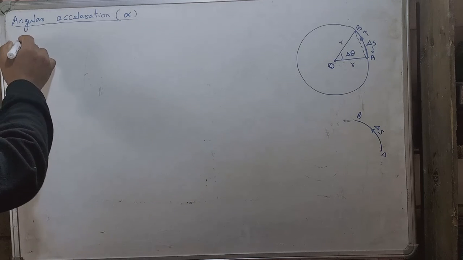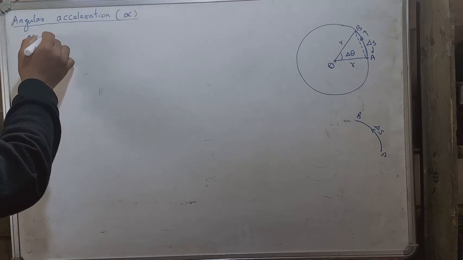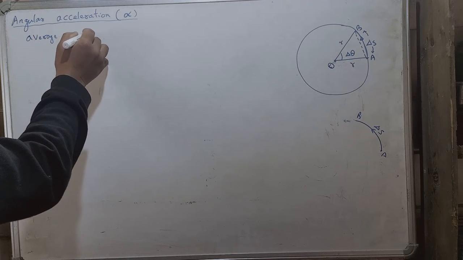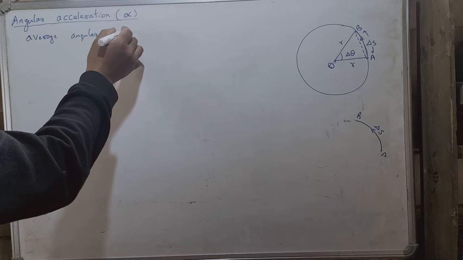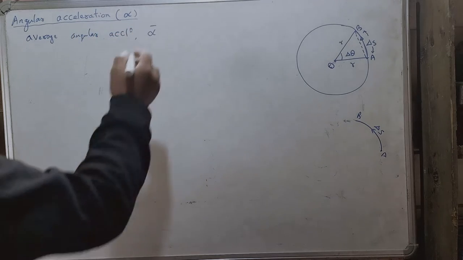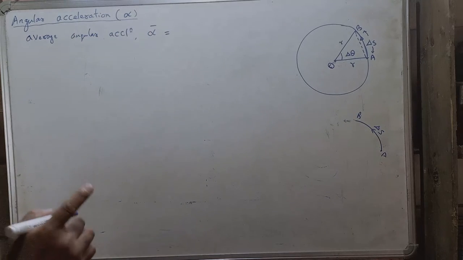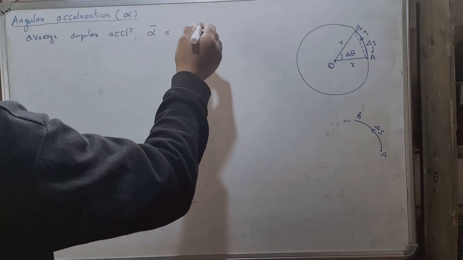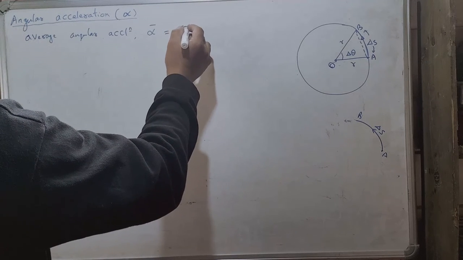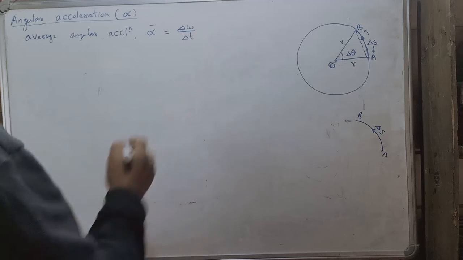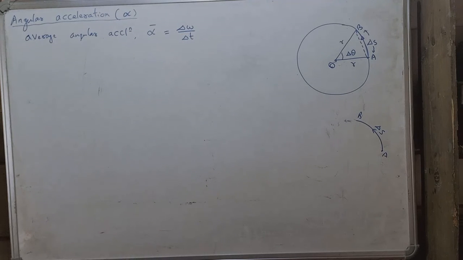Okay. Now, the average angular acceleration is given as alpha bar. And this is equal to the rate of change of angular velocity. If the angular velocity is omega, then the rate of change of angular velocity means delta omega upon delta t. So this is the average angular acceleration.